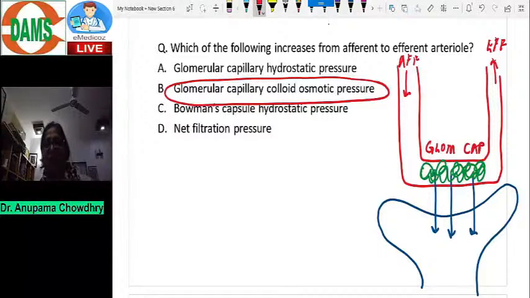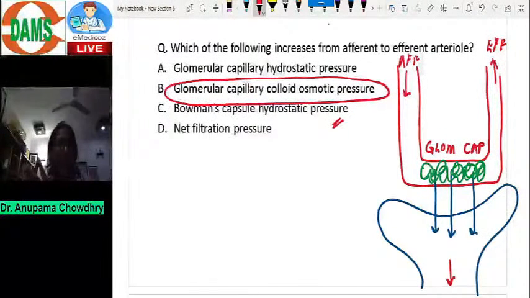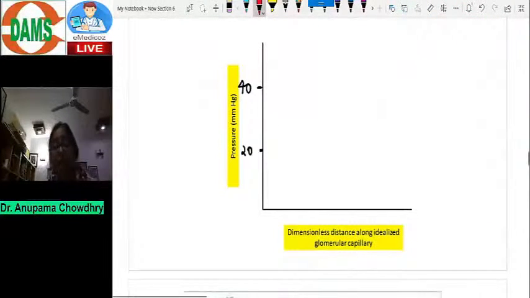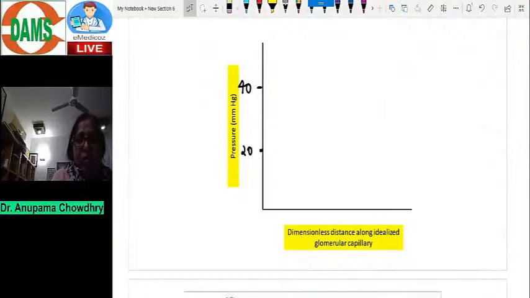So this is a very interesting question. What will happen? Please remember, Bowman's capsule hydrostatic pressure is not going to show an increase because whatever fluid is formed, it moves ahead. It does not stay there. It moves forward. So it is not going to increase the Bowman's capsule hydrostatic pressure. The only pressure that is going to rise is the glomerular capillary colloid osmotic pressure. And there is an interesting graph for this. This shows you what is going to happen to the glomerular capillary hydrostatic pressure.